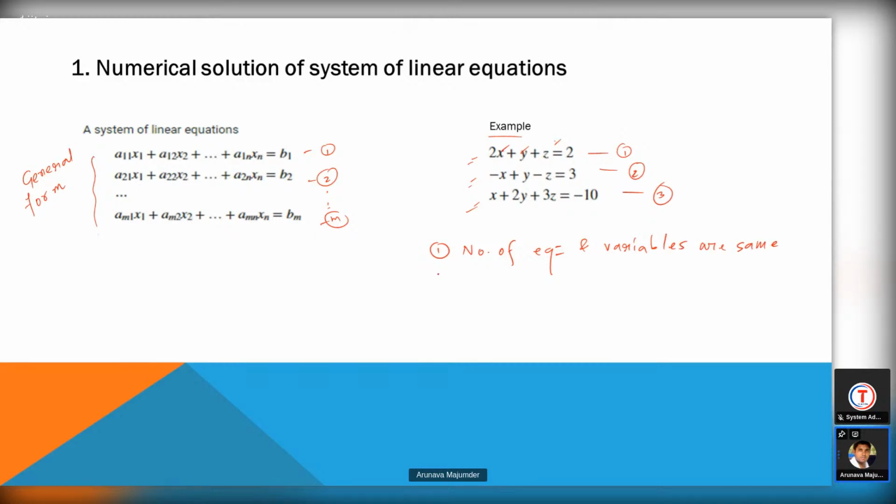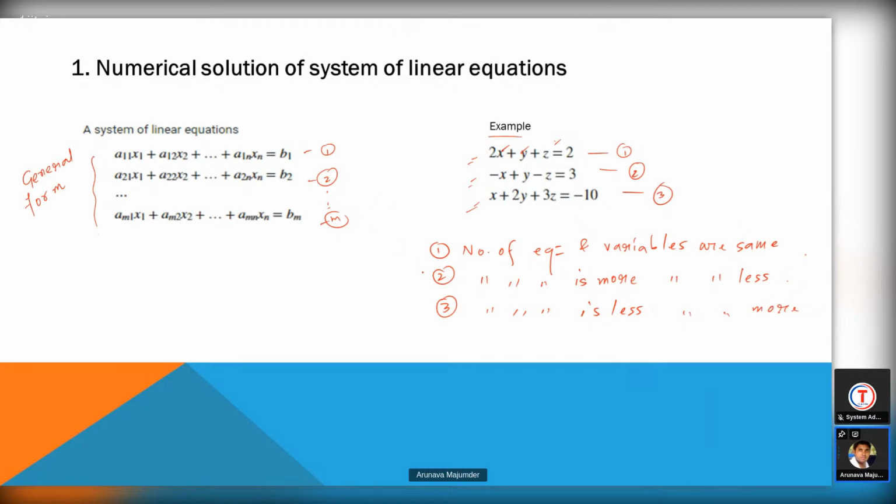This is case number 1. Case number 2, number of equations is more and variables are less. This is case number 2. And case number 3, number of equations is less and variables are more.